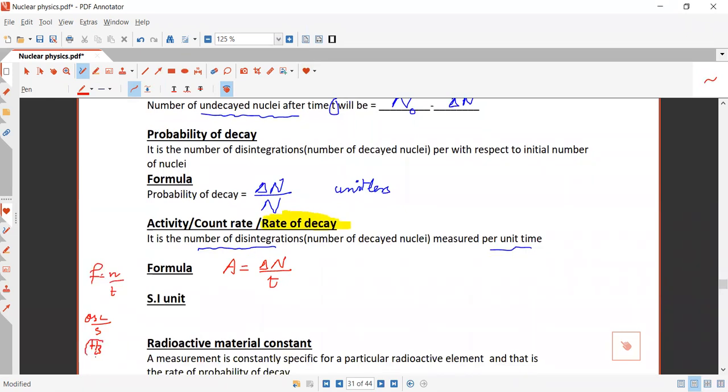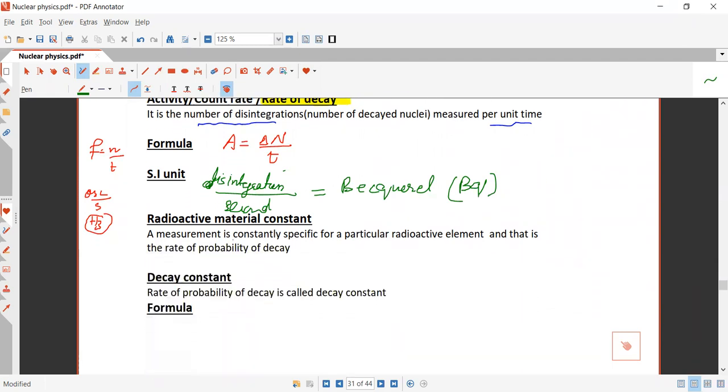Remember? So here the unit is going to be the number of disintegrations per second. And what are we going to call it? It is called becquerel, right? So the symbol is capital B, small q. So yes, okay.